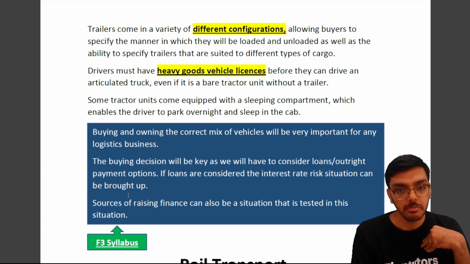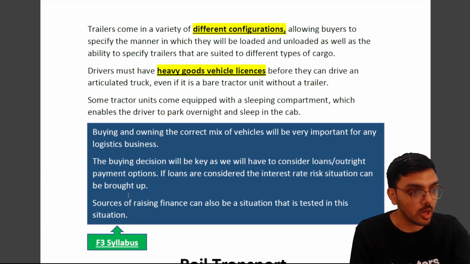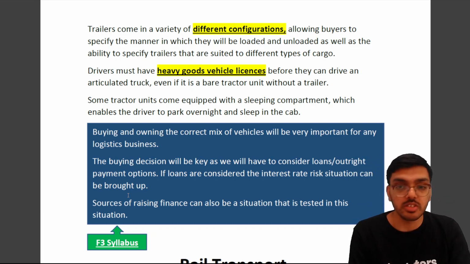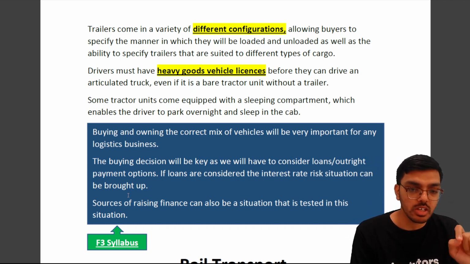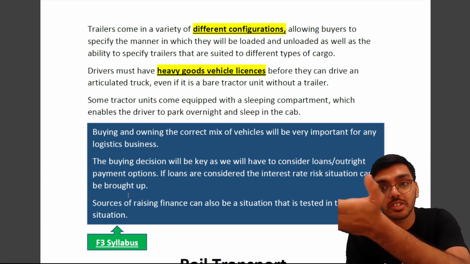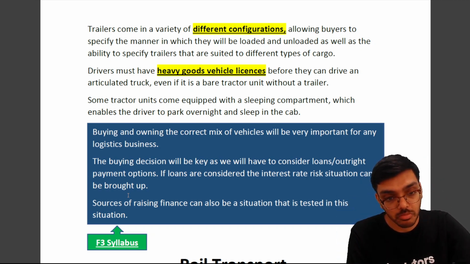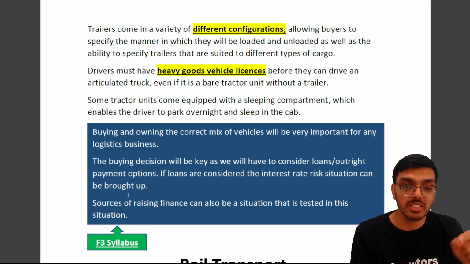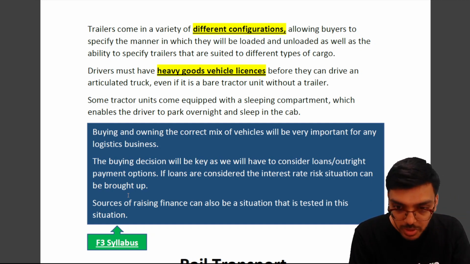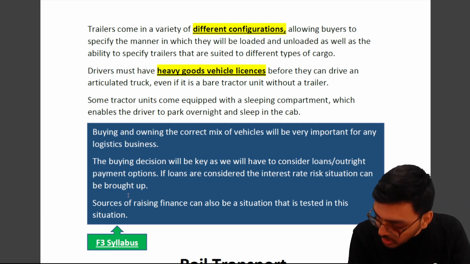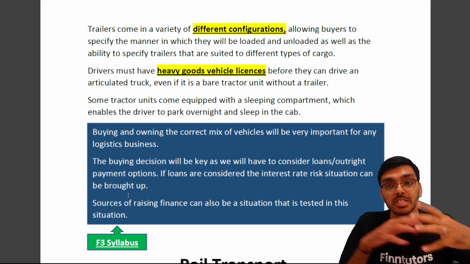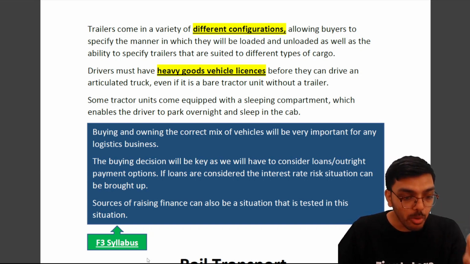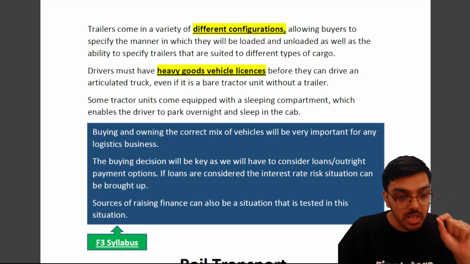So when we buy, there will have to be a decision between taking a loan or paying upfront. Now if a loan is considered, then interest rate risk comes into the picture. What if interest rates go up, or interest rates go down? So the sources of raising finance can also be tested here. Debt finance, equity finance, different types of debt finance, different types of equity finance, and how this will affect the company's overall structure. This is part of your F3 syllabus and a very important topic and concept which we must be aware of.